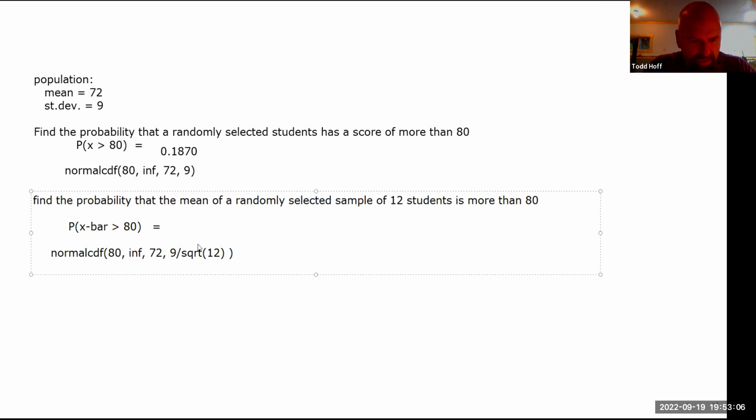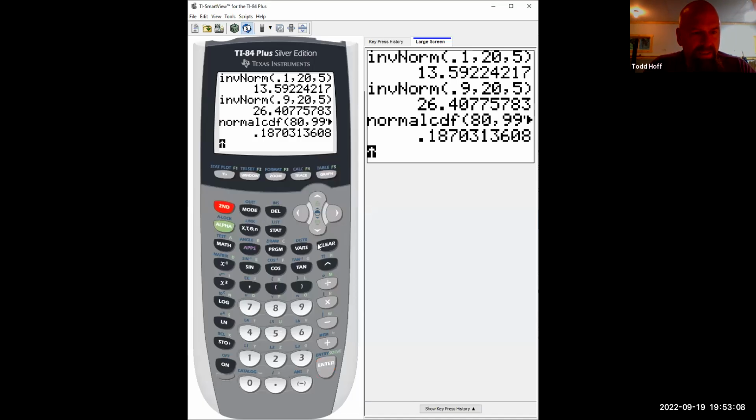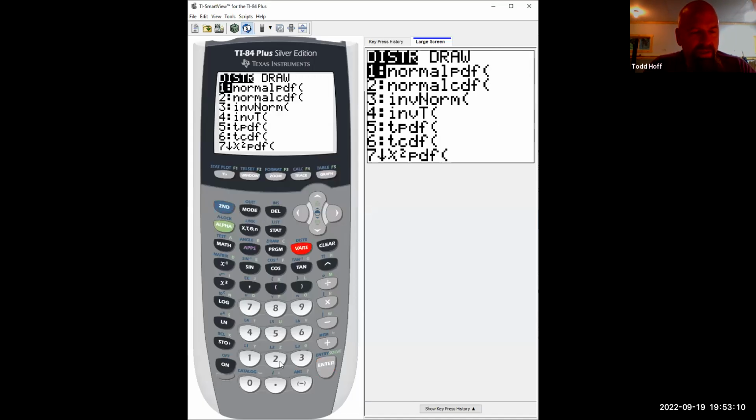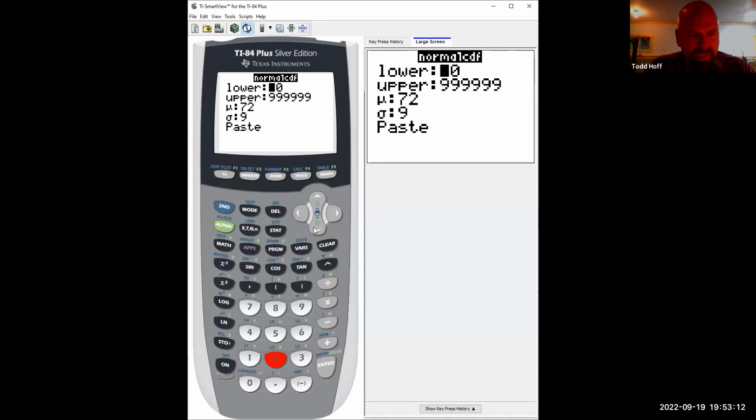So go to the TI-84, second distribution, normal CDF. We're going from 80 to infinity, so that doesn't change. Our mean is still 72, but we replace the standard deviation with the standard error of the mean. So it's 9 divided by second square root of 12.